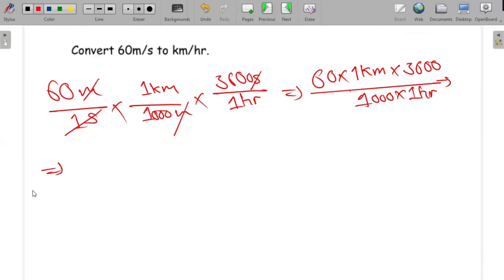Quickly. 216. Okay, so this speed in kilometers per hour will be 216 kilometers per hour. 216 kilometers per hour is equal to 60 meters per second. Okay, anyone with a question?